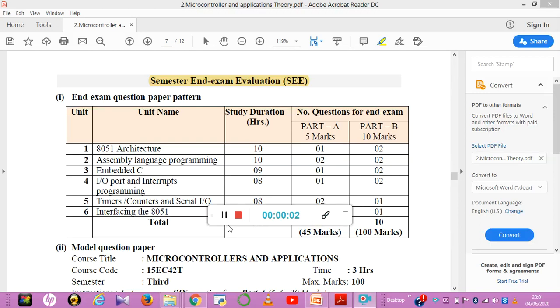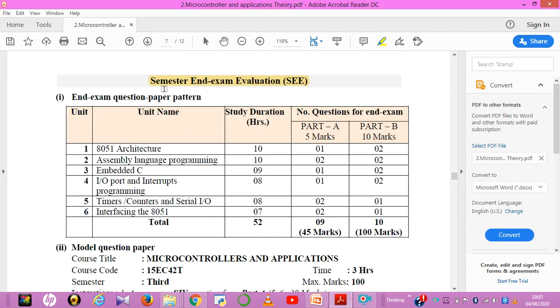Hi everyone. Now I am going to discuss the semester end exam question paper pattern. Now I am going to explain every unit and how many marks that is going to cover in end exams. Here you can see this table. In this table total there are 6 units.